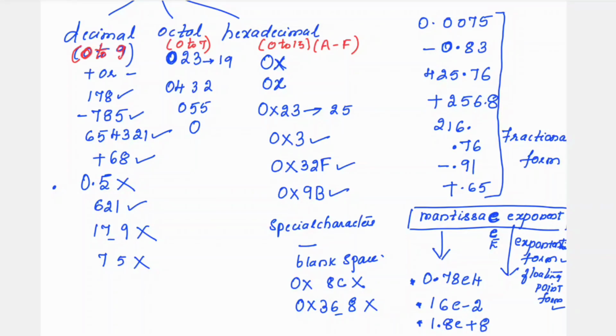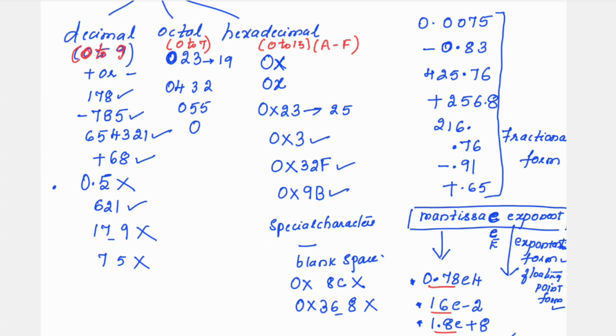The default sign is positive. The mantissa part should have at least one digit. Mantissa part can have a decimal point, but it is not mandatory. That's the reason I have given one example here, 16E minus 2. It is not mandatory that you include a decimal point always in the mantissa part. The exponent part must have at least one digit. Look here, E4, E minus 2.